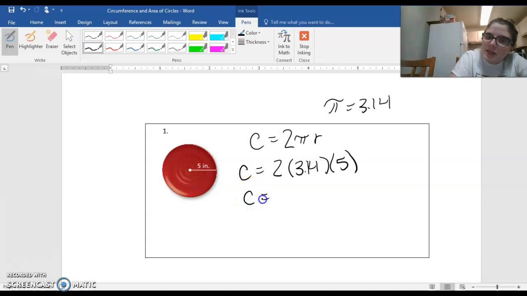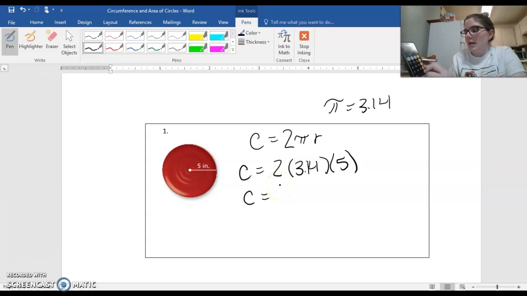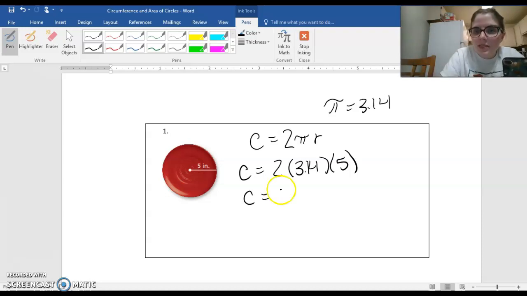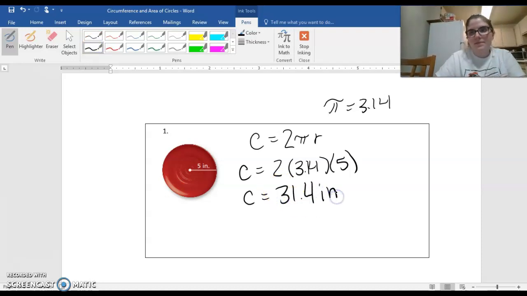So C equals, and what you can do is take your calculator and go 2 times 3.14 times 5, and you'll get C equals 31.4 inches. And again, the circumference is just measuring all the way around the circle.